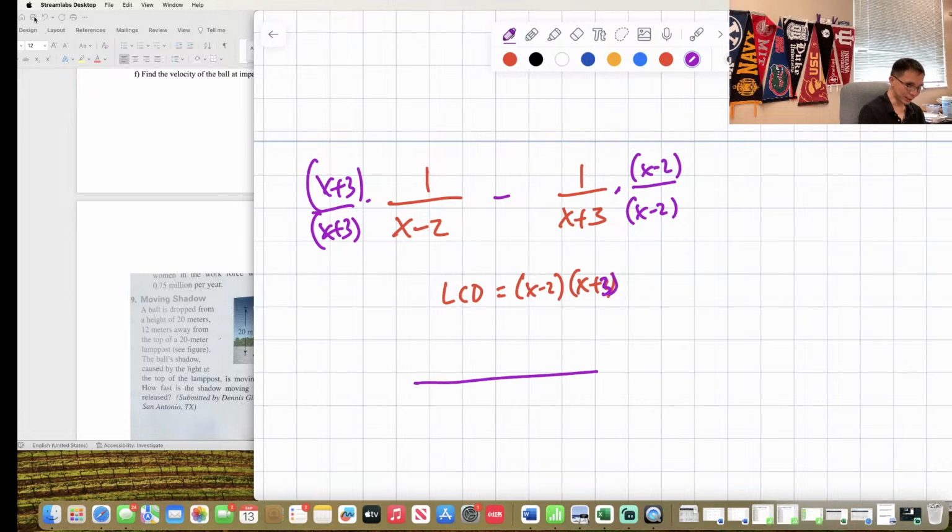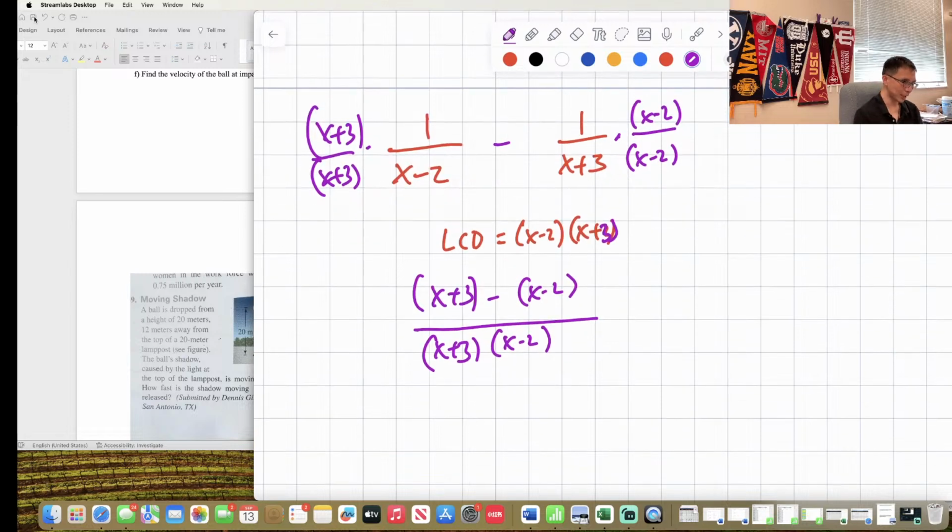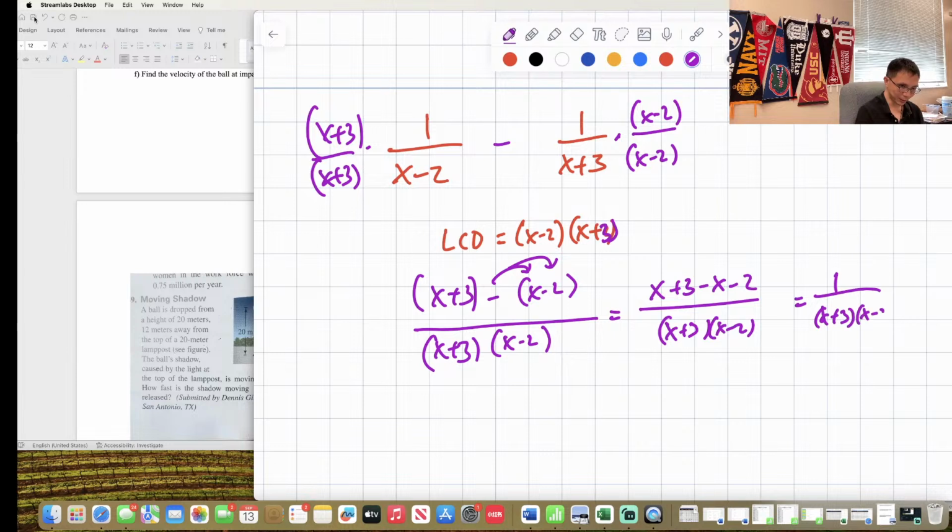Now you can see that the denominator is going to be x plus 3 times x minus 2. And the numerator is x plus 3 minus x minus 2. Especially now, you don't want to cancel anything, because you cannot cancel here. They are all addition and subtraction on the top. So it'll be x plus 3 minus x minus 2. You have to make sure to distribute this. That's equal to 1 over x plus 3 and x minus 2, and that will be your final answer because the x's cancel out. 3 minus 2 is 1, so it's 1.